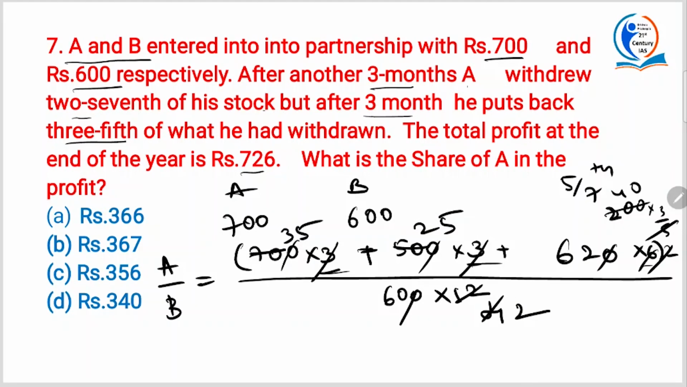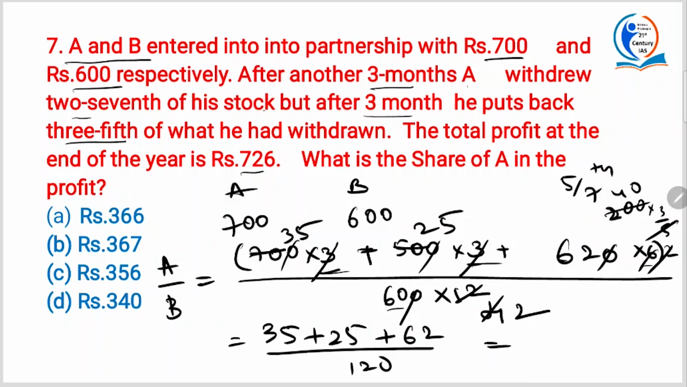So this will be equal to 35 plus 25 plus 62 by 120, because 60 into 2. So this is equal to how much? This is 60. 60 plus 62 is 122 by 120. This is equal to 61 by 60. So the profits of A and B are in the ratio 61:60.